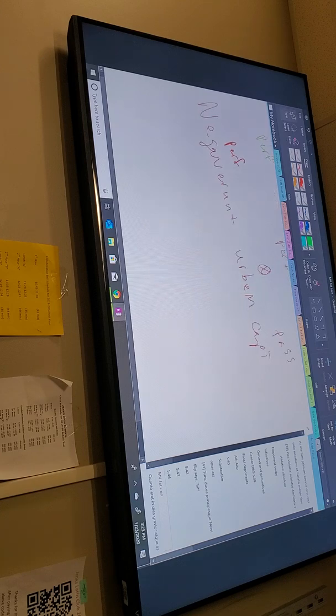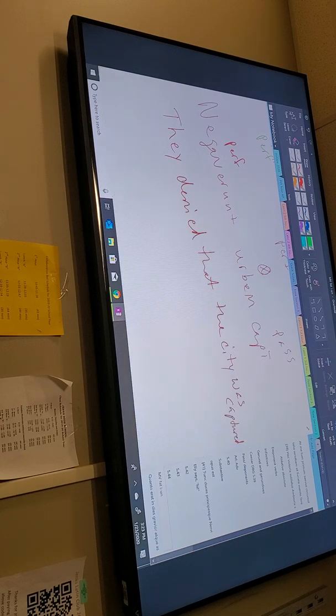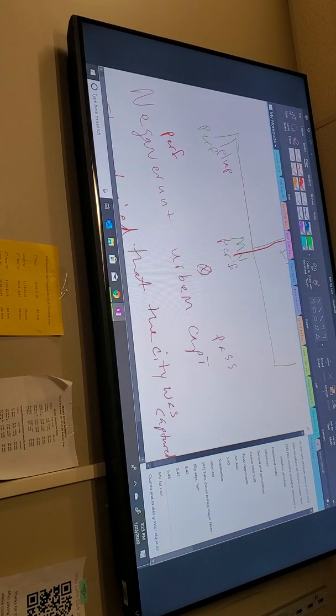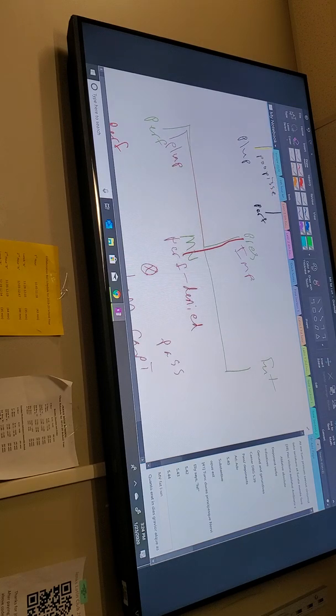So, what did you guys get? This was your assignment last night. They denied that the city was being captured. Very good. You can say was being, or you can just say was. So here, perfect is denied. Capi, which is a present infinitive, right?